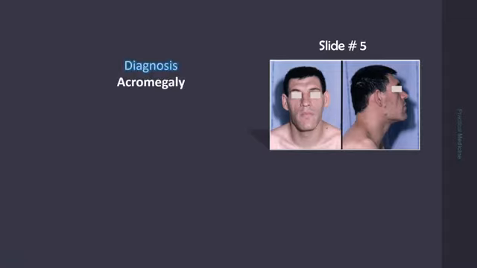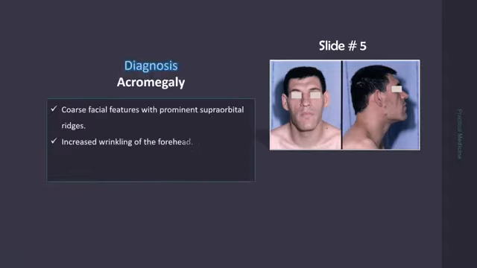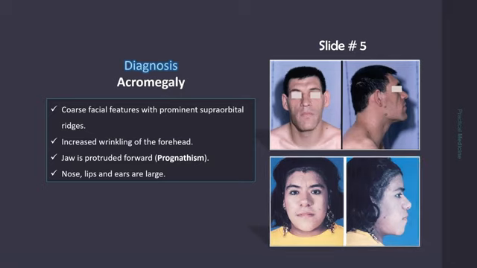You are seeing acromegaly in this slide. There are coarse facial features with prominent supraorbital ridges. There is increased wrinkling of the forehead. Jaw is protruded forward, which is known as prognathism. Nose, lips, and ears are large.